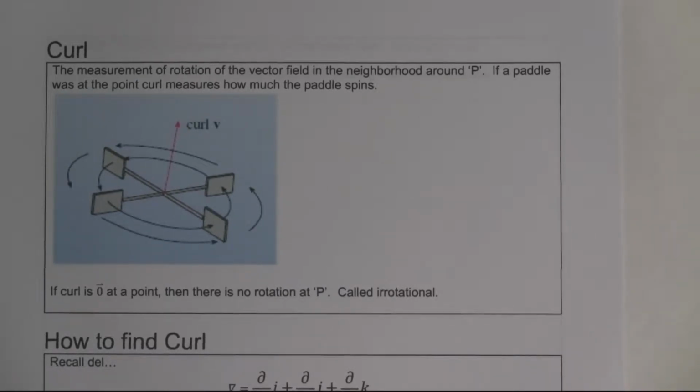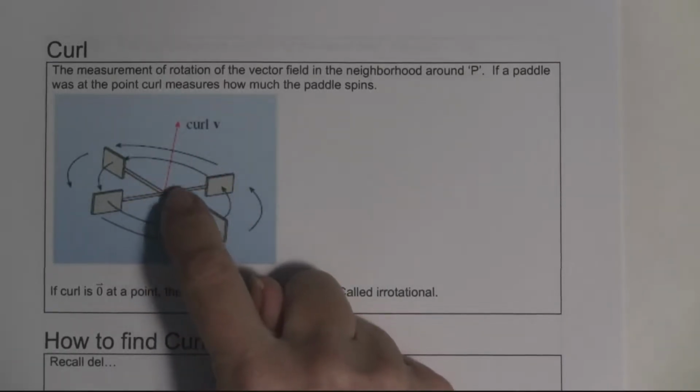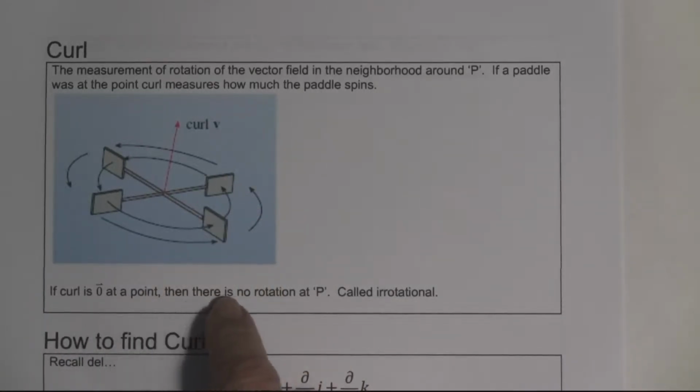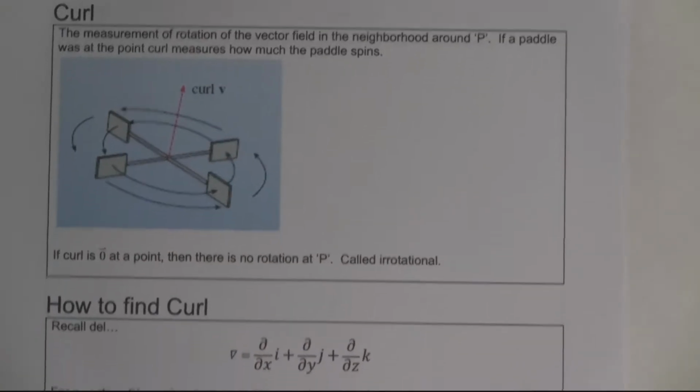Then the other thing, curl, and then we'll do a few examples, is the measurement of the rotation of the vector field in a neighborhood around P. If there was a paddle at the point, the curl measures how much the paddle spins. So if you had a really tiny paddle at that point, and the curl is the zero vector, because curl is a vector at a point, then there is no rotation at P, and it's called irrotational.